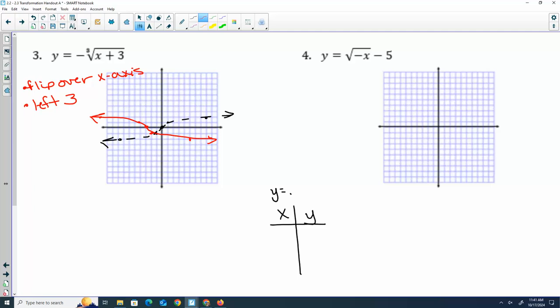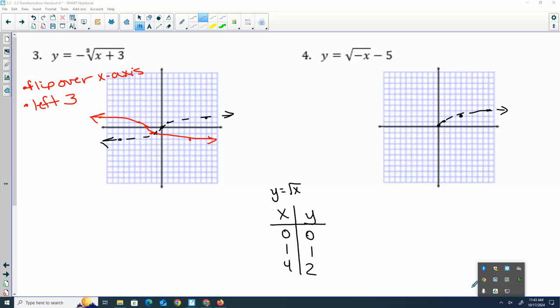Y is equal to the square root of x for the parent function. Can you put in negatives for that? No. Square root of 0 is 0, square root of 1 is 1. Can you do 2? Does it work out nicely? 3, 4? 0, 0, 1, 1, 4, 2. If you wanted another one, you could do 9, 3. So that's your parent function.